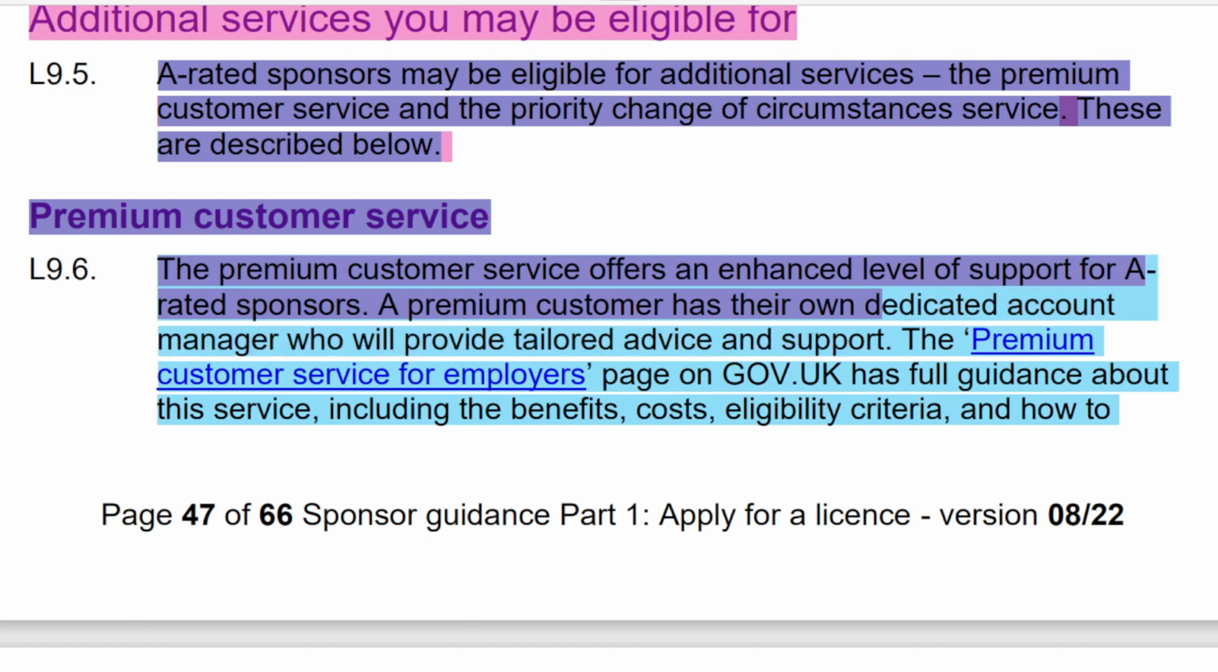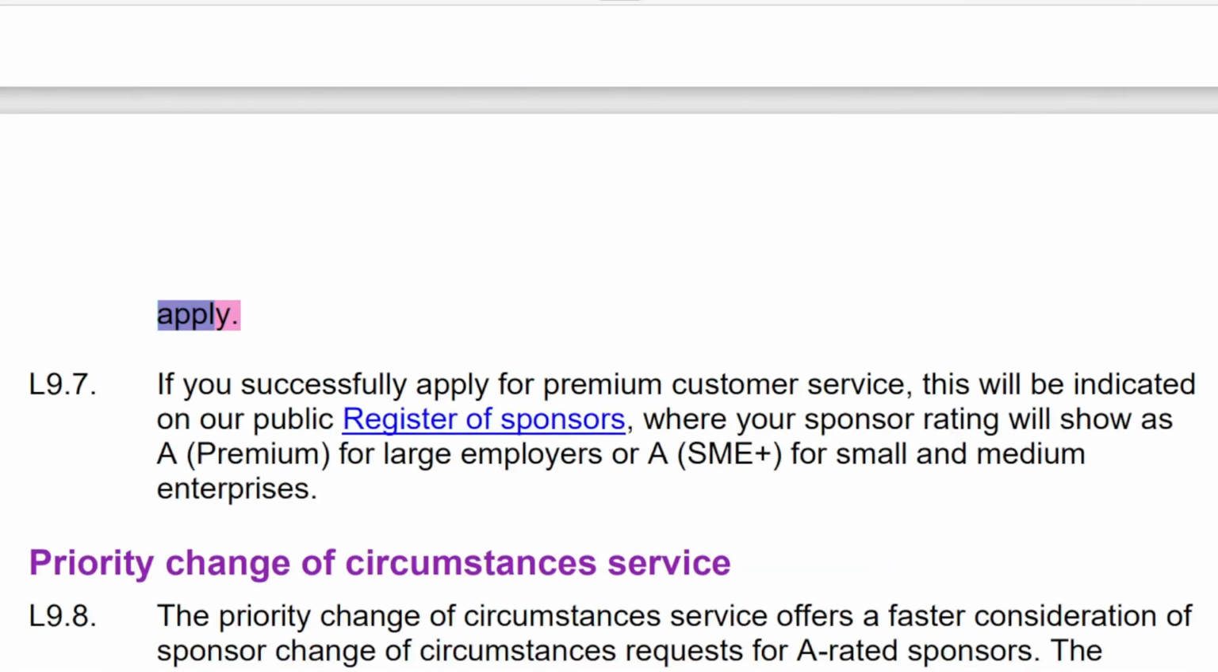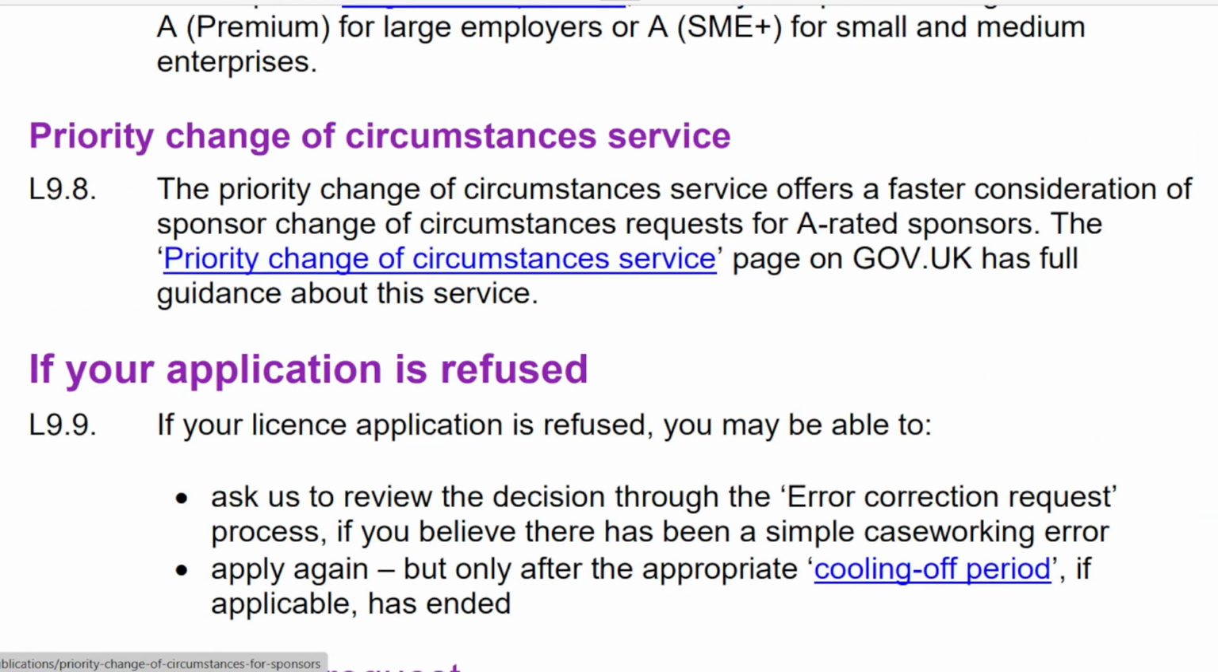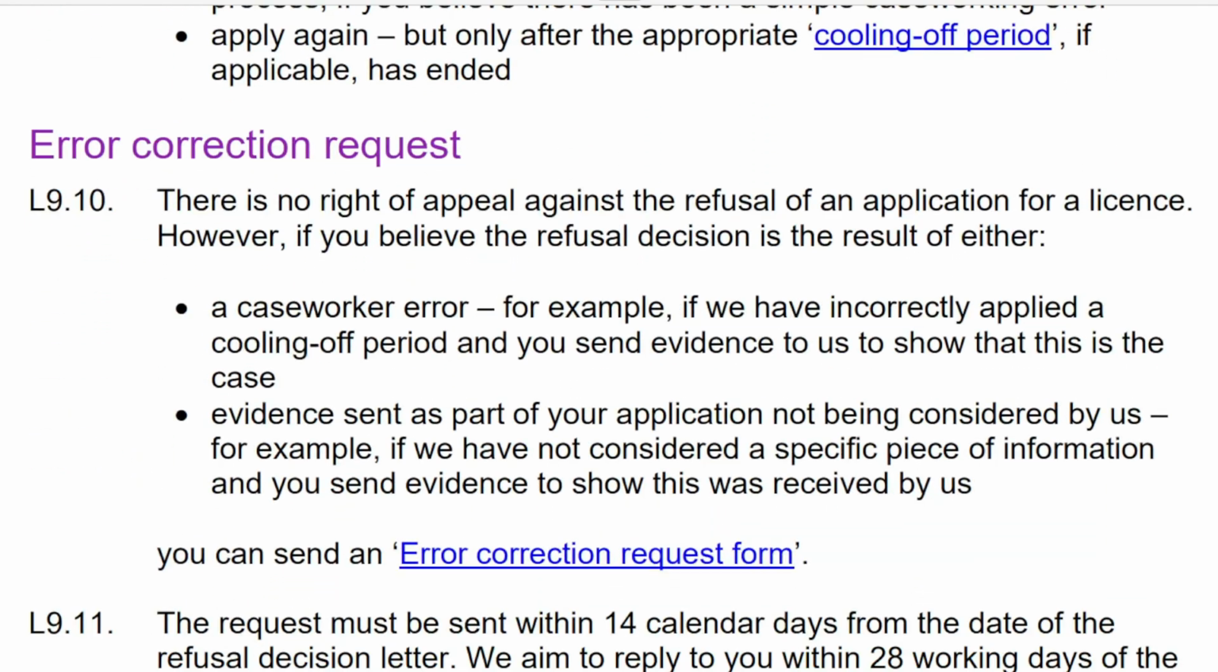Premium customers have their own dedicated account manager who will provide tailored advice and support. The premium customer service for employers page on gov.uk has full guidance about this service, including benefits, cost, eligibility criteria, and how to apply. Once you get the license, you will get the details of the premium service as well.